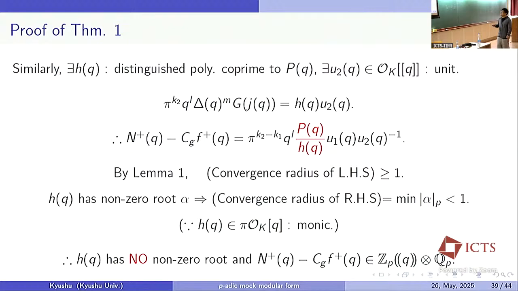And by lemma 1, the convergence radius of the left hand side is at least 1. And if HQ has a non-zero root alpha, then the convergence radius of the right hand side is equal to the minimum of the p-adic absolute values of roots of HQ. And this is less than 1 because HQ is a monic polynomial in pi OK Q. This is a contradiction. So we conclude that HQ has no non-zero root. And therefore, n plus q minus CZF plus q has bounded denominators. Okay?